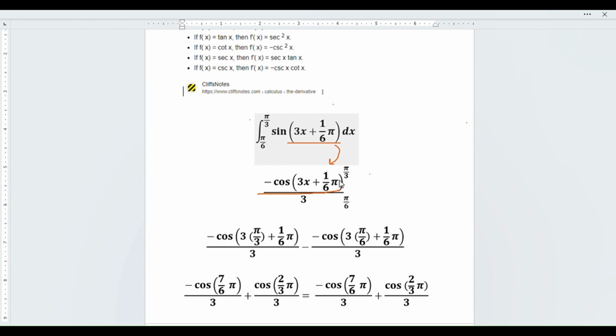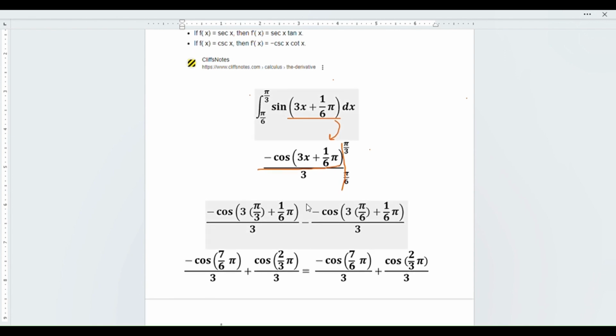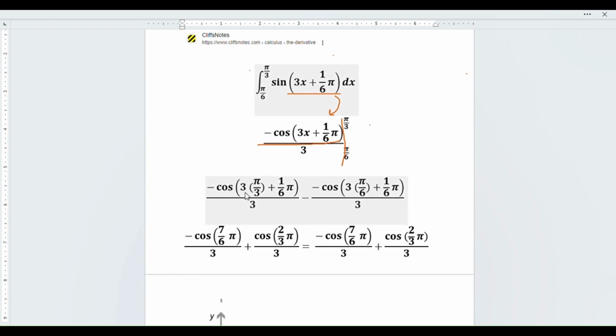Then I just copy the limits over here, which are pi over 3 and pi over 6. So I have to evaluate this fraction at these two limits. So let me just substitute that in place of x. So I'll write minus cos 3 in place of x, I'll write pi over 3. Then I'll just copy the entire thing, 1 over 6 pi divided by 3. And then I'll subtract it, and I'll write again minus cos 3 pi over 6 plus 1 over 6 pi divided by 3. So in places of x, I've replaced pi over 3 and then pi over 6.